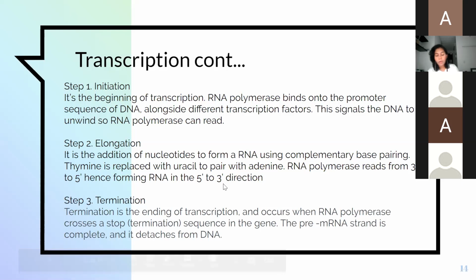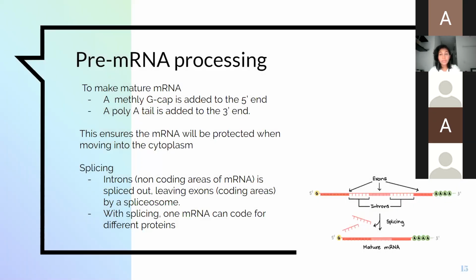When the RNA polymerase meets termination, it moves away from the strand, and you have what is called pre-mRNA, which then detaches from the DNA. This is called pre-mRNA because we haven't fully made functional mRNA just yet, because it needs to be processed.